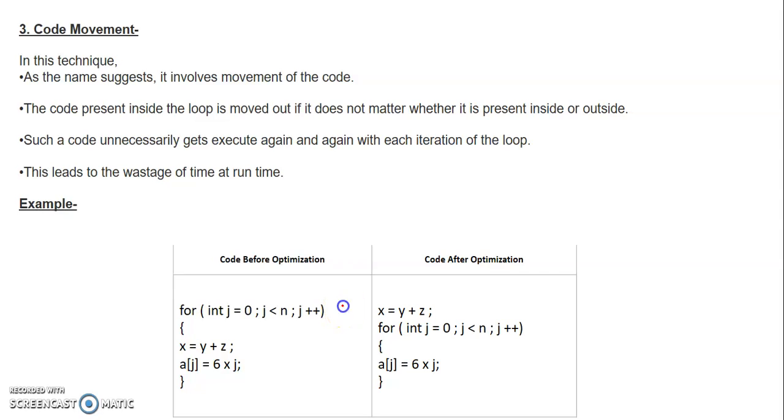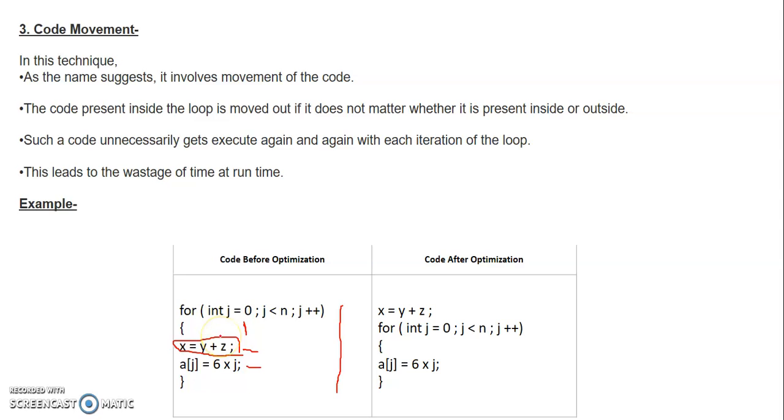Suppose a for loop is there. Inside the for loop, two statements are there: x equals y plus z, and a of z equals 6 multiplied by j. But if you see this particular instruction, x equals y plus z, the value of x is calculated again and again, and it is independent of this loop, because in this loop neither y is changed nor z is changed. So the value of x is calculated again and again, but it is unchanged.